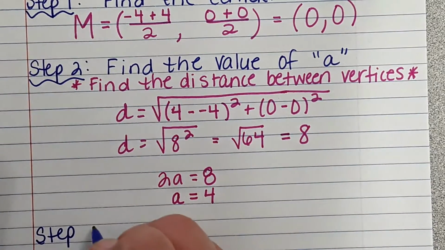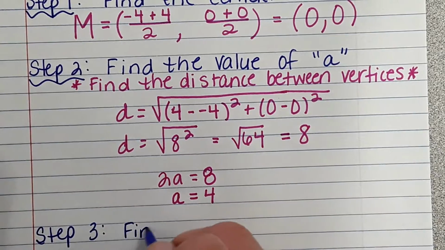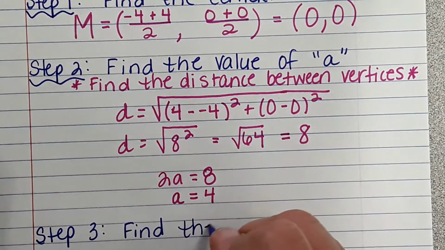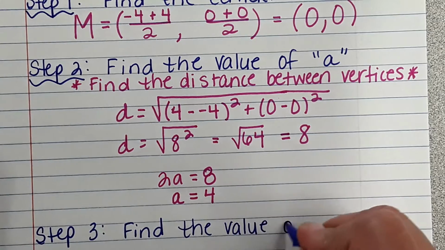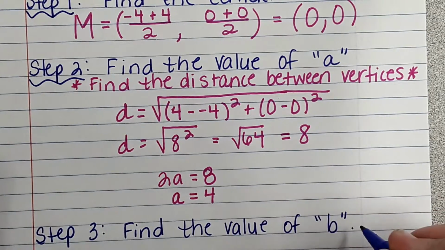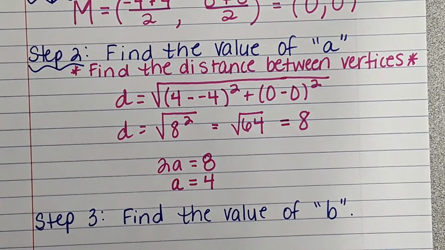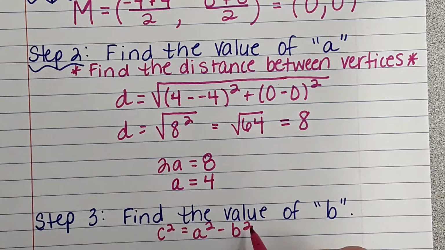The next thing that we have to do is find the value of b. The only thing that we have is the length of the minor axis. They didn't give us those vertices. Those vertices would be something different. But what we do know is there's a relationship. I know it's almost time, you guys. I want you to write this down. There is a relationship between c squared and a squared minus b squared.